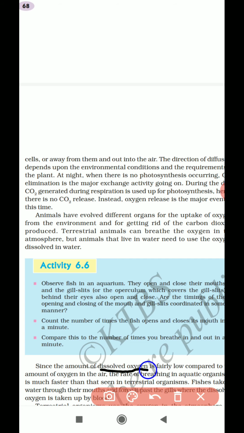Oxygen present in the water is called dissolved oxygen. So your water will have dissolved oxygen. Your fishes or any aquatic animals take all the dissolved oxygen in and breathe. Whereas the animals which live on the land don't require dissolved oxygen, because oxygen is present in the atmosphere itself, isn't it?